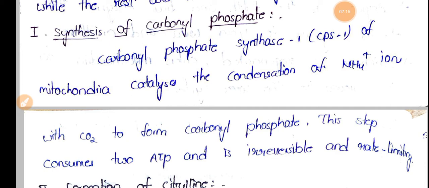What happened here? The NH4 plus ion and carbon dioxide combine to form a compound called carbamoyl phosphate, and the enzyme catalyzing this reaction is carbamoyl phosphate synthase 1. This step consumes 2 ATP molecules and is irreversible. It is also rate limiting, which means it is helpful in the regulation of the urea cycle. So the first step is the synthesis of carbamoyl phosphate from NH4 plus ion and CO2 by the action of carbamoyl phosphate synthase 1.